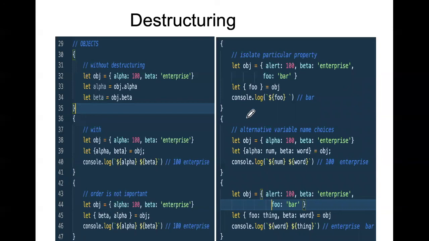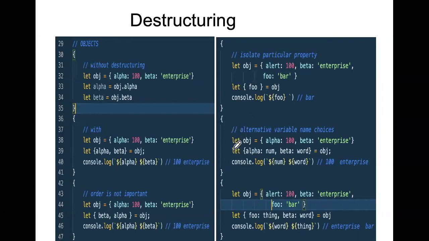Now, over here, sometimes you're not interested in extracting each individual part of the object. So it looks like here, really all I'm interested in is the foo part. So what this is going to do is it'll just declare one variable foo, and it'll assign it the string bar.